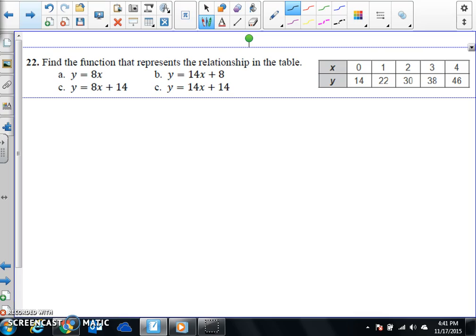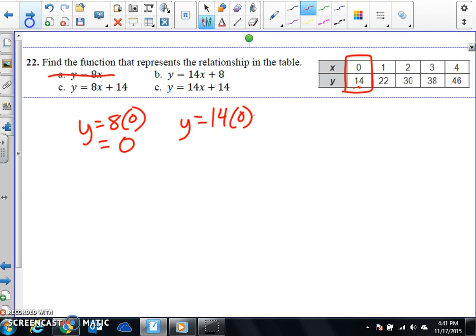Find the function that represents the relationship in the table. Straight up, you should be able to put that y equals into your calculator, and then you can just look at the table. If you want to do it old school, it's just guess and check. So I'm going to start with these. Okay, y equals 8 times 0. That gives me 0. And my y does not equal 0. So that doesn't work.